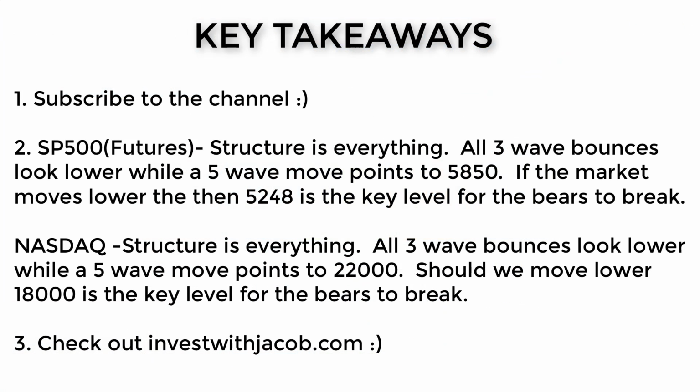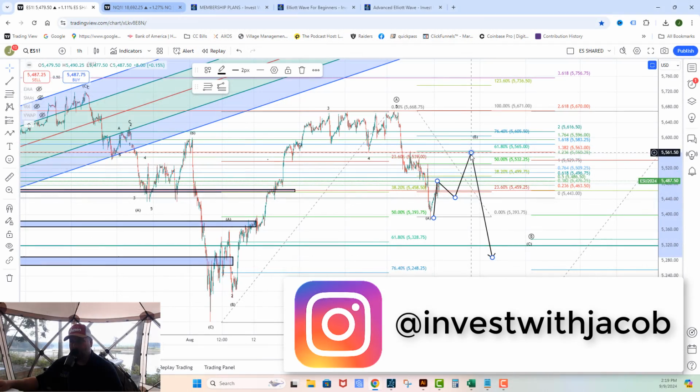All right, our key takeaways for today: structure is everything. All 3-wave bounces look lower. So anything that's corrective in 3 waves, we would look for a drop after. Any 5-wave move does point towards 58.50, and a direct move lower would be considered a wave 5 and could be very bearish overall for the market.